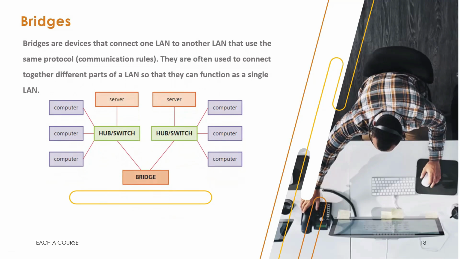So that's one example of the use of a bridge. We've got two LANs. Here is one LAN, and here is another LAN, and these are connected to a bridge to form one single network.